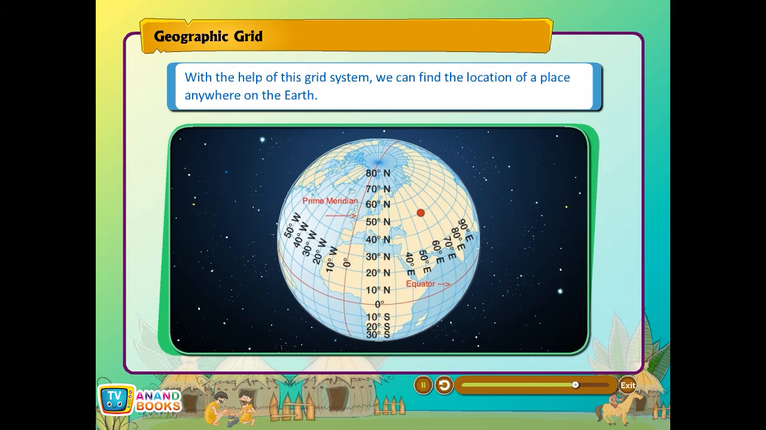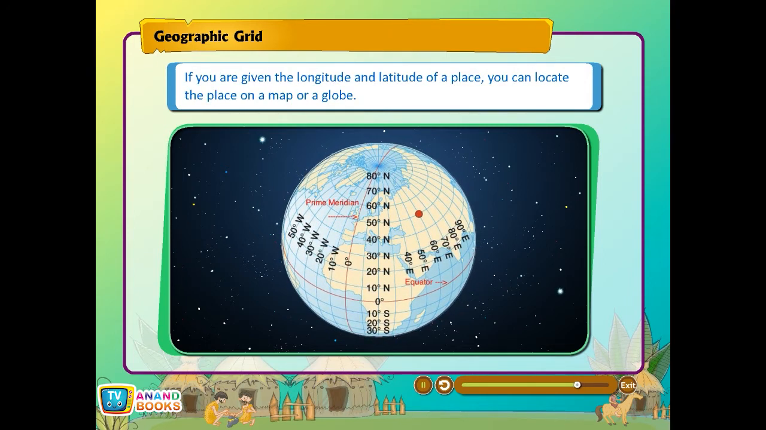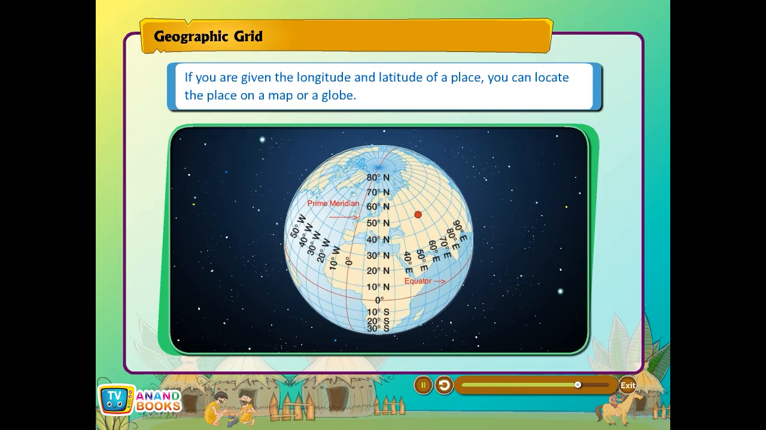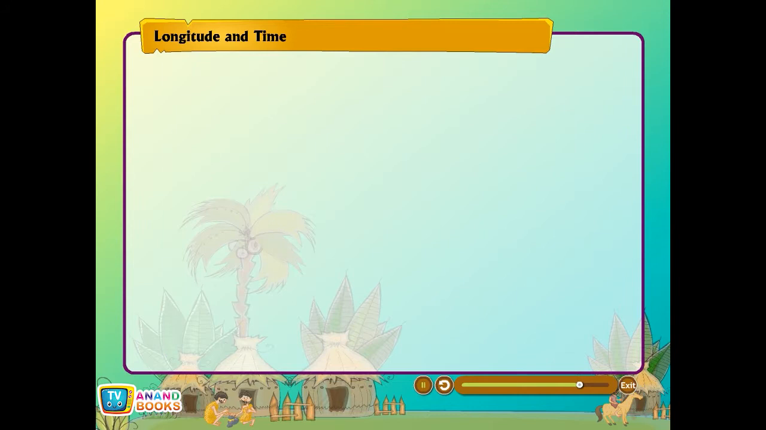location of a place anywhere on the earth. If you are given the longitude and latitude of a place, you can locate the place on a map or a globe.